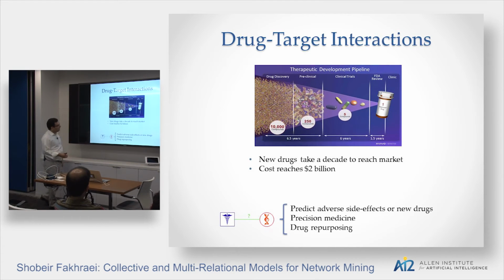And why is this important? Because new drugs take a decade to reach market. They cost about $2 billion. And if we can predict that a drug interacts with a protein target, then we can predict side effects of new drugs that people could go and do wet lab experiments on. It can be used in precision medicine.